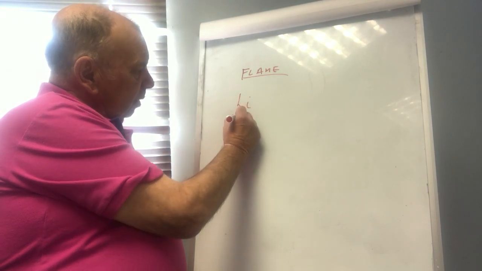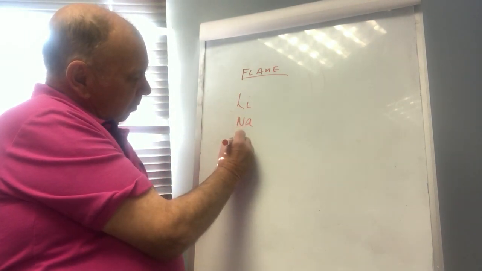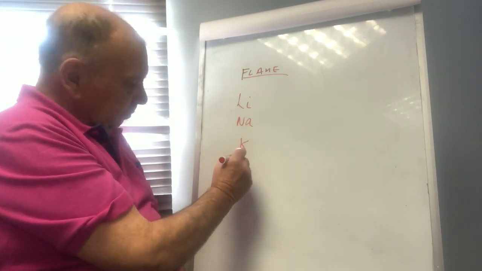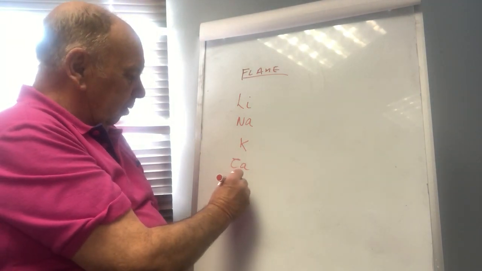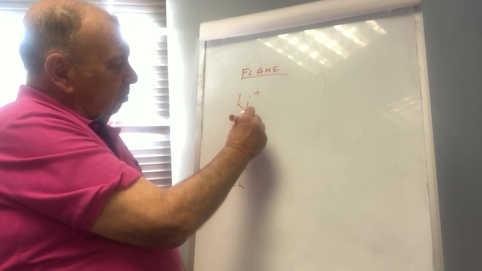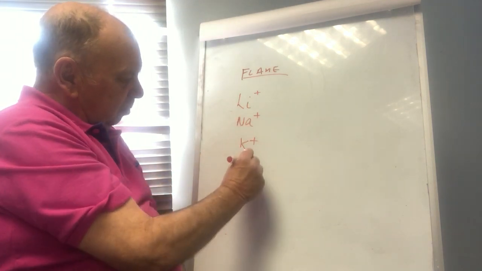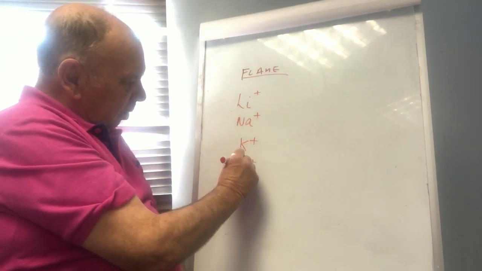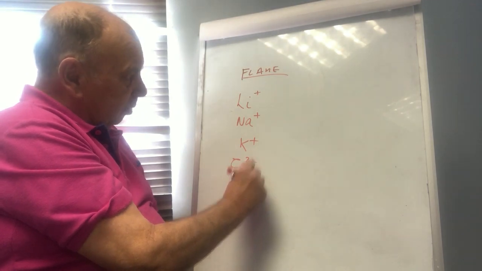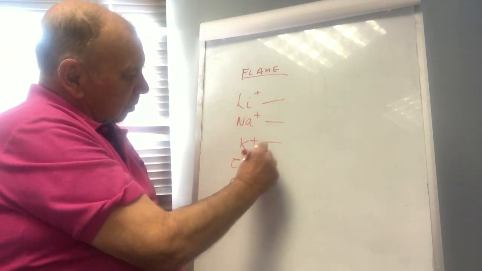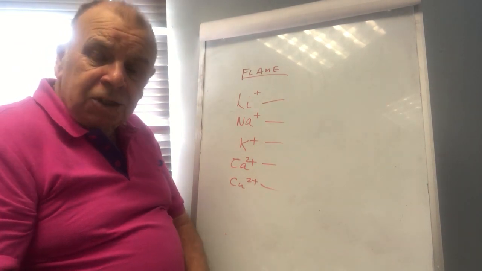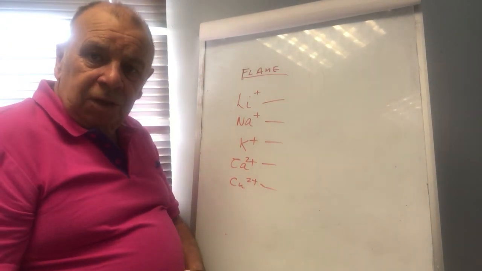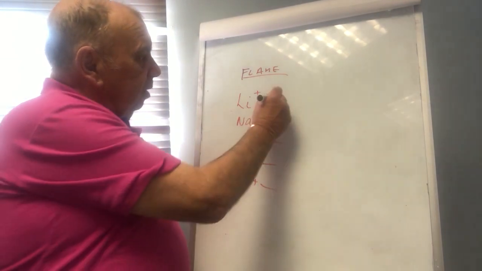lithium, sodium, potassium, calcium and copper. Lithium ions, sodium ions, potassium ions, calcium ions 2+, and copper ions. When I subject them to a flame test, different colours are seen.